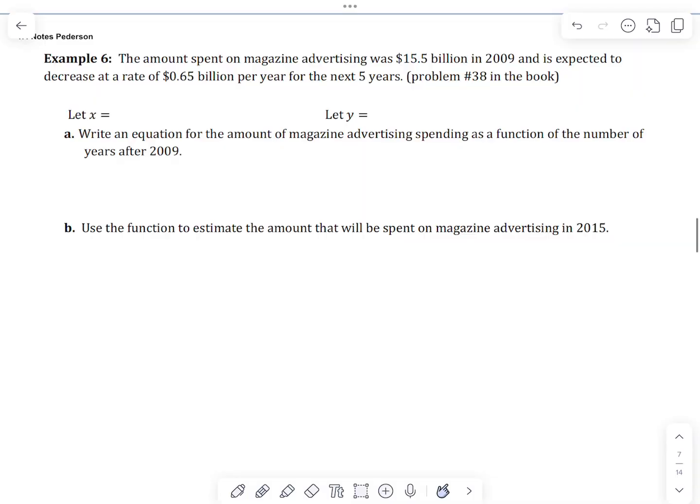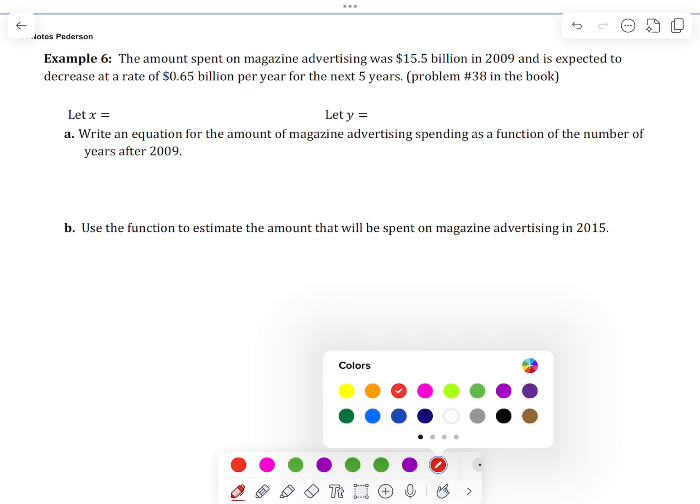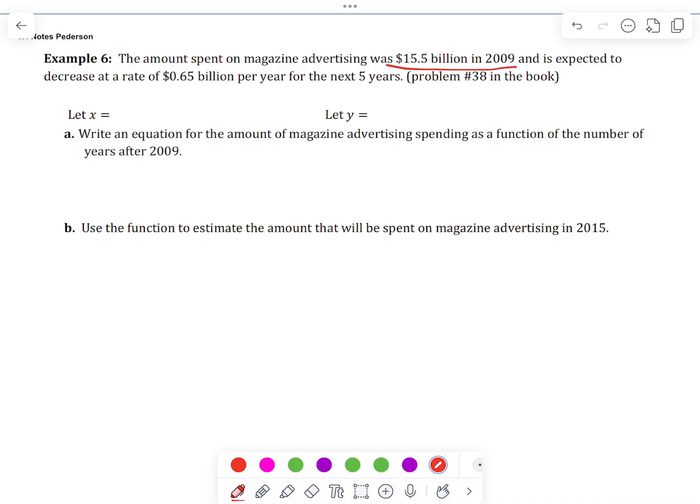Example 6. The amount spent on magazine advertising was $15.5 billion in 2009. So that's where it started. And it's expected to decrease at a rate of 0.65 billion per year for the next 5 years. And then we have some variables.